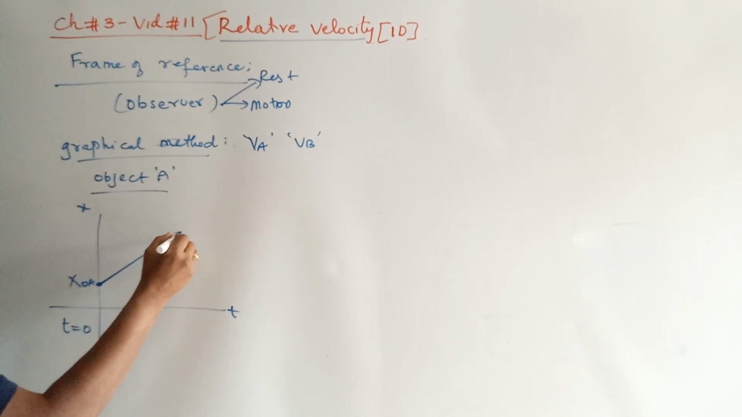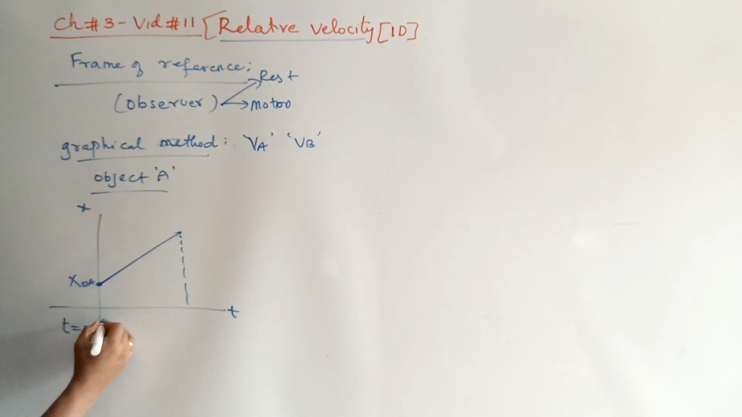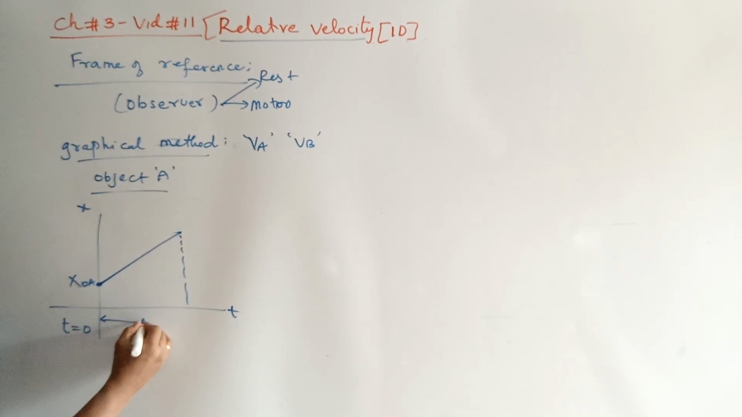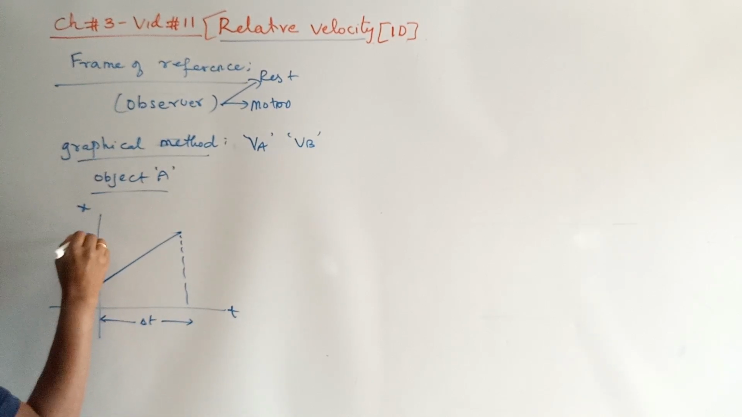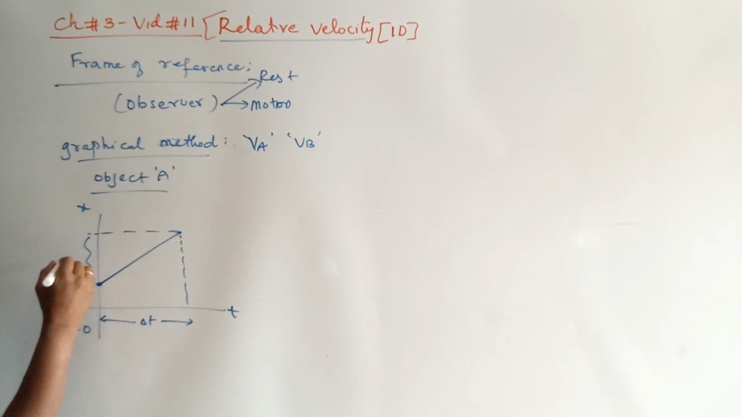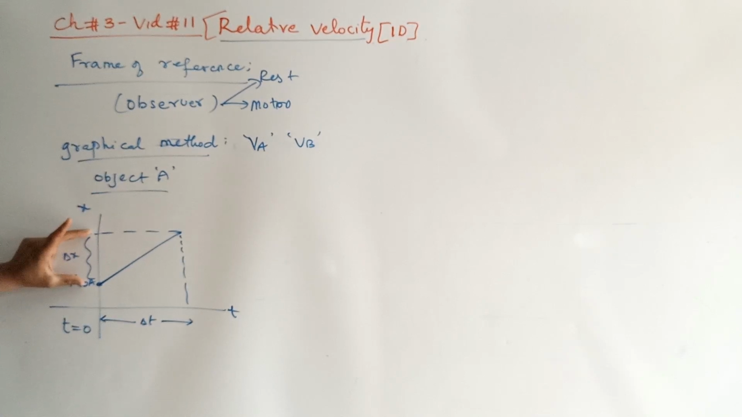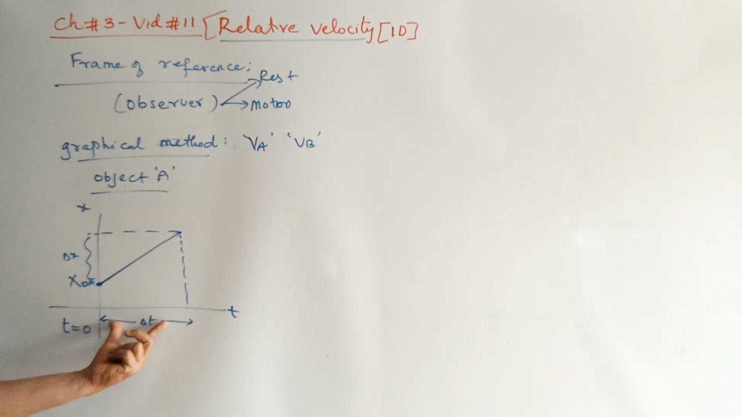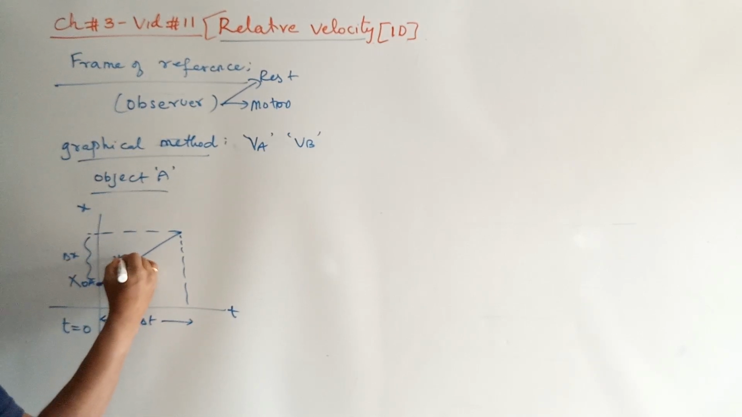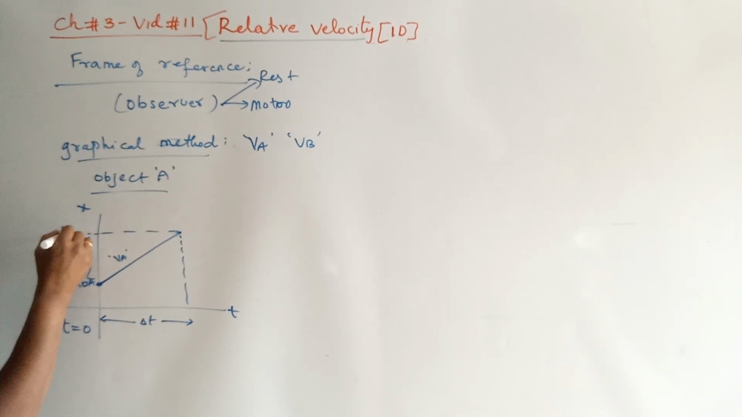What does this slope indicate? If you draw the line, this indicates the change of time, and during that change of time, this indicates the change of position. The ratio of these two is what we call velocity, because the velocity of A is VA, and it is shown by means of VA. Now what is the final position of x? Let us suppose the final position of x is equal to XA. This is for object A.